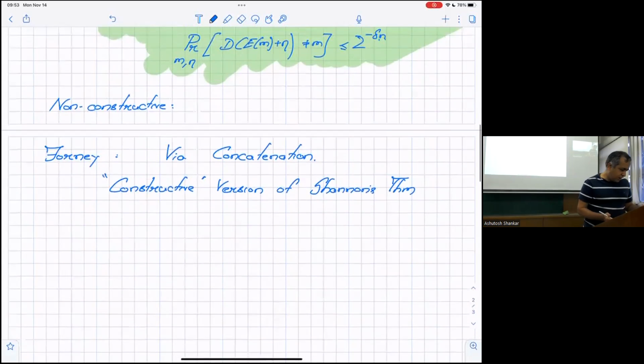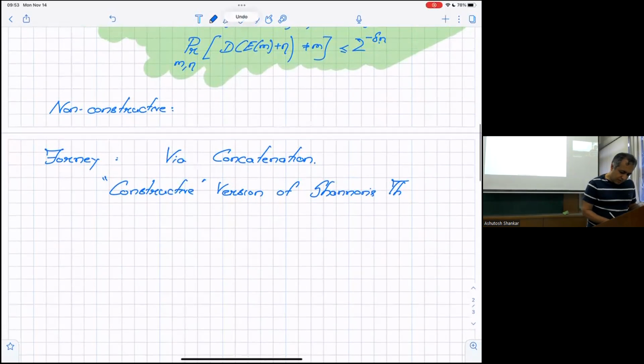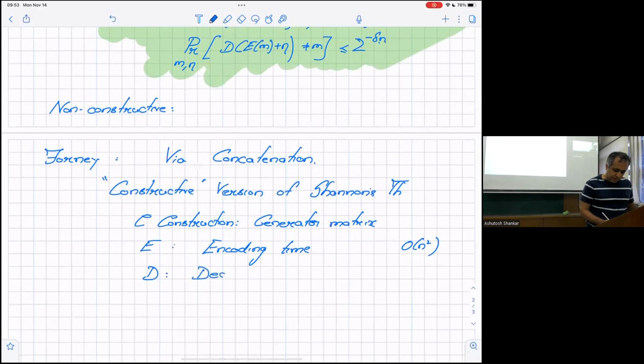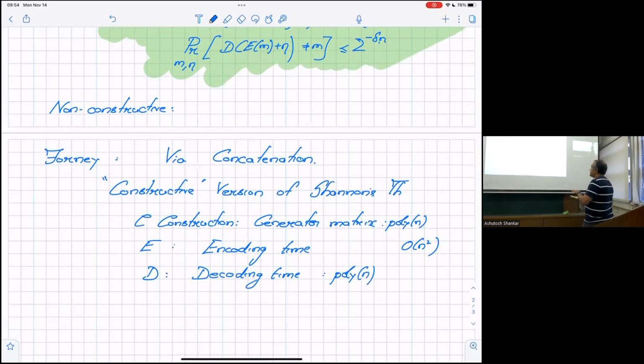So what did Forney show? The construction, by this I mean obtaining the generator matrix, we need that to be polynomial. We need the encoding time, but this is almost always order n squared once you get a generator matrix. And D, which is the decoding time. We have shown that this is poly n, this is poly n. And so it seems as if the problem is all done.